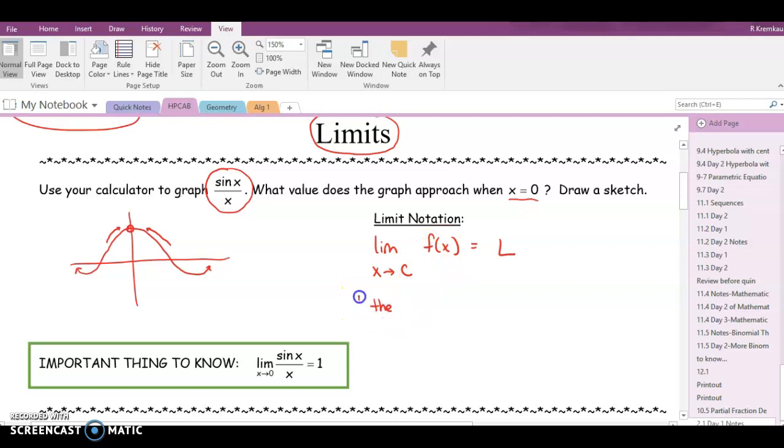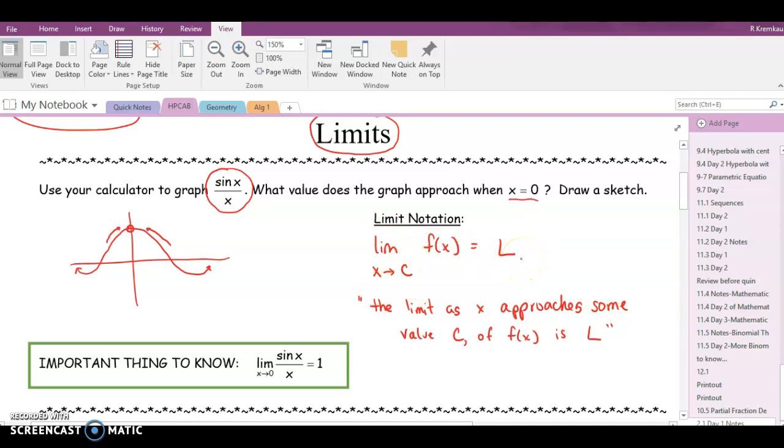The limit as x approaches some value c of f of x is L. Okay, the limit as x approaches some value c of f of x is L.